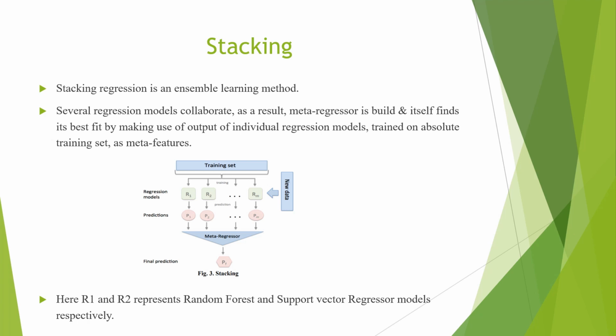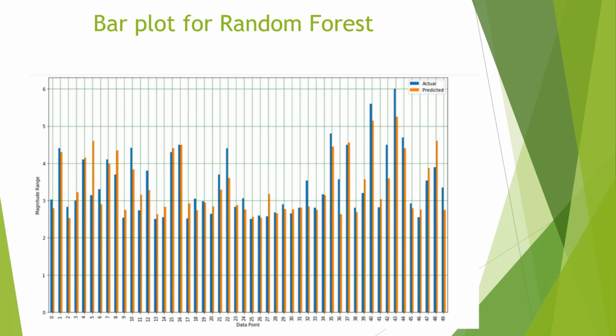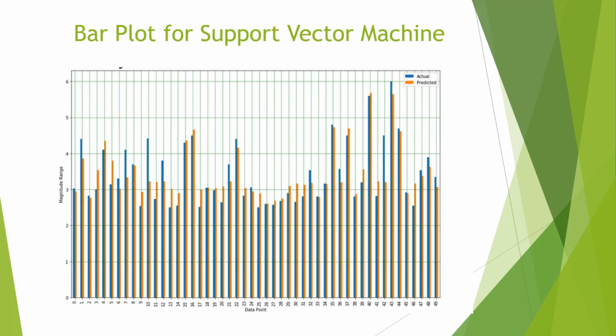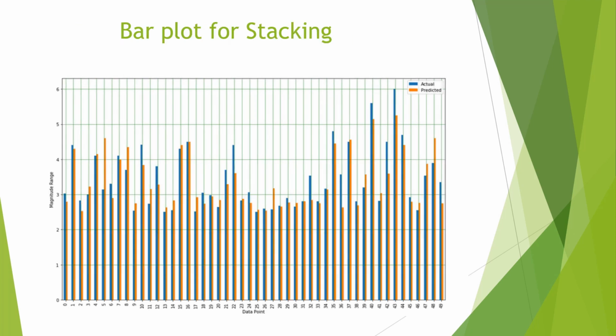model in our case. This is the bar plot for our random forest model. Here we can see the actual ones were drawn in blue color and predicted ones in orange color. You can see the bar plot for magnitude range versus the data point. Similarly, this is the bar plot for our test data using the support vector machine model. You can see this is the same as the previous slide. The blue ones are the actual data and the orange ones are predicted data. Here is the bar plot for the stacking model, which is the ensemble of random forest and support vector machine.